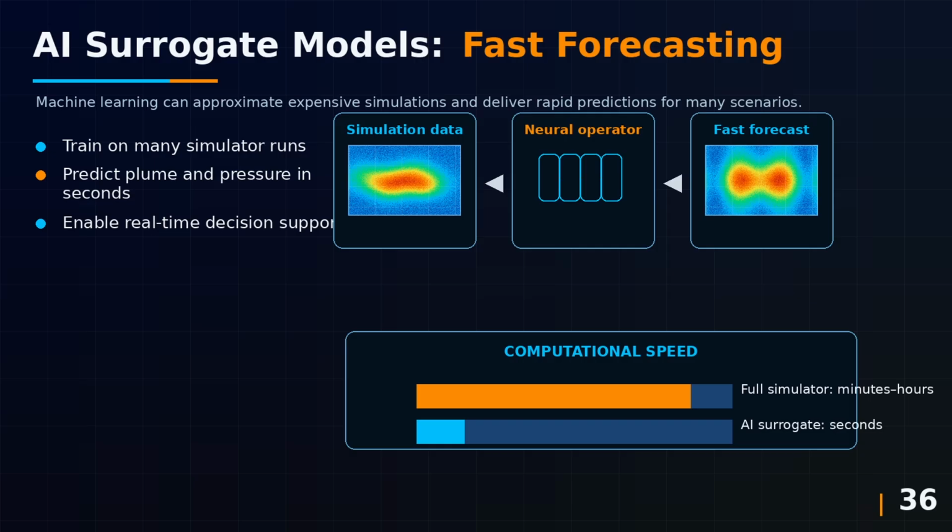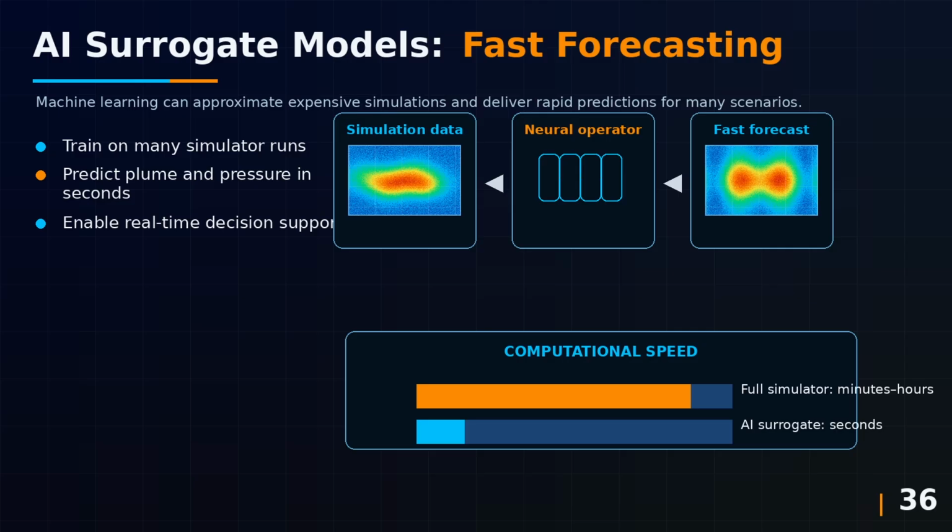An AI surrogate model learns the relationship between inputs and outputs from a set of simulation runs. Once trained, it can predict pressure maps, saturation maps, production curves, plume footprints, or risk indicators much faster than the full simulator. This can accelerate decision-making, screening, optimization, and real-time monitoring.